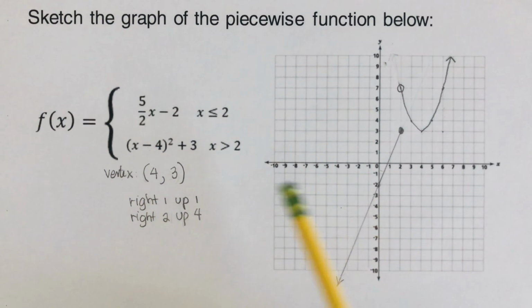So this is the graph of this piecewise function. Did you get the same graph as this?